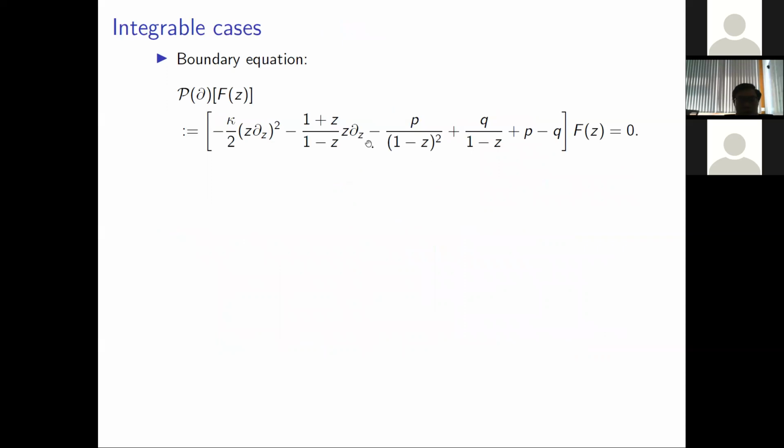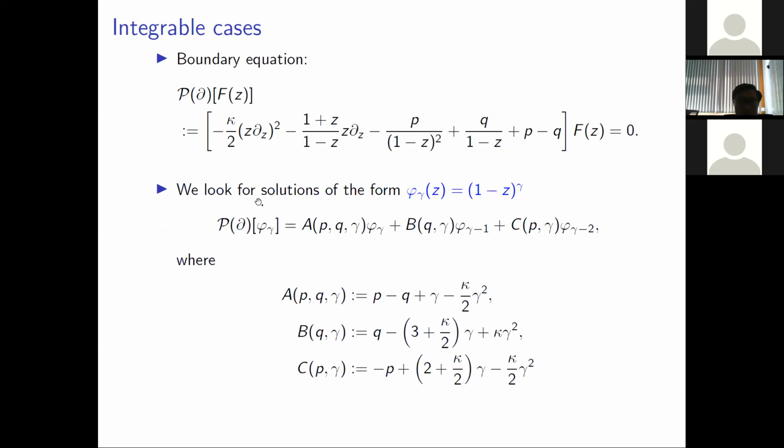Well, we call this equation the boundary equation, and we want to solve it. We look for solutions of the power law form, energy to the power gamma. Taking this equation, we get a linear combination of powers with exponents like gamma minus two, and as they are linearly independent, we have the solution phi gamma if I is equal to zero, B equal to zero, and C equal to zero.